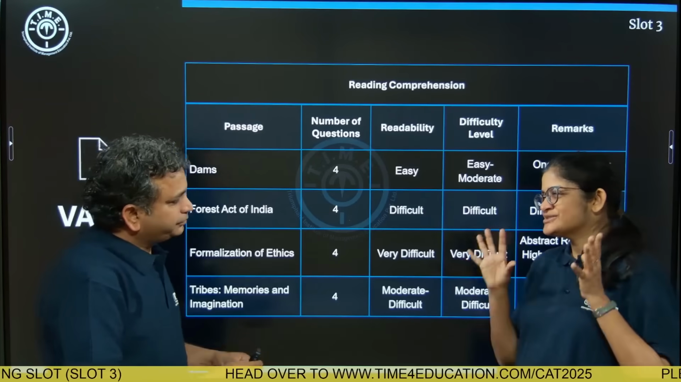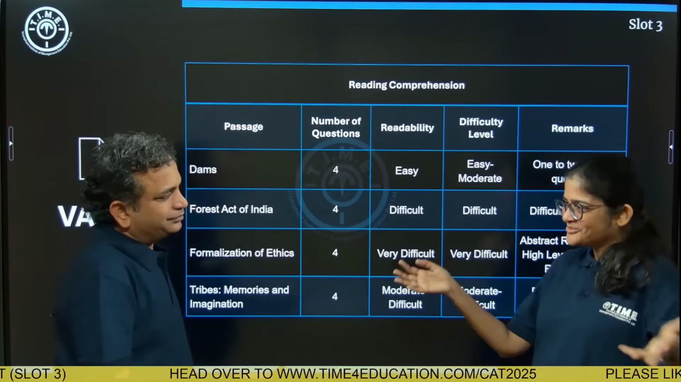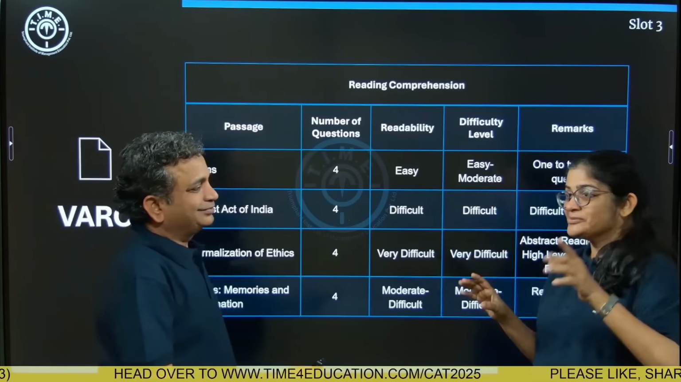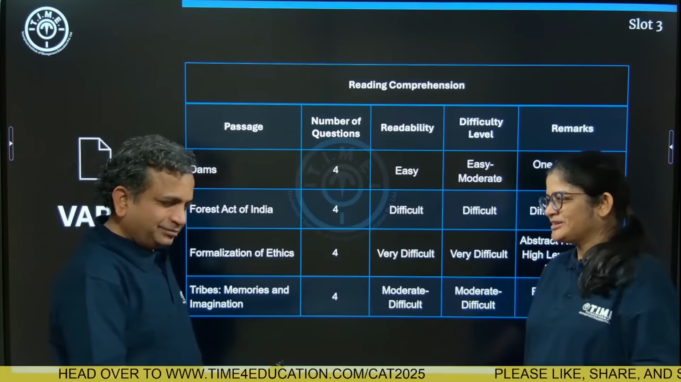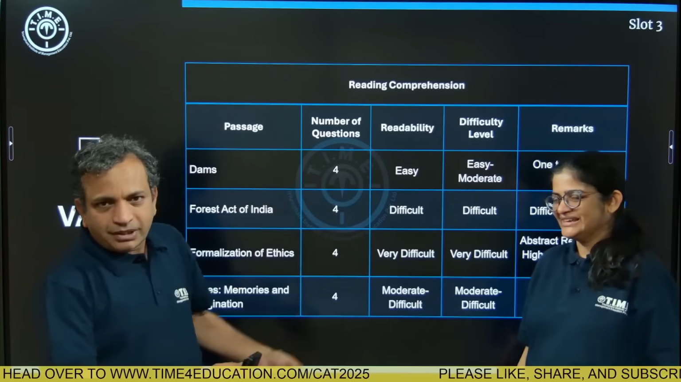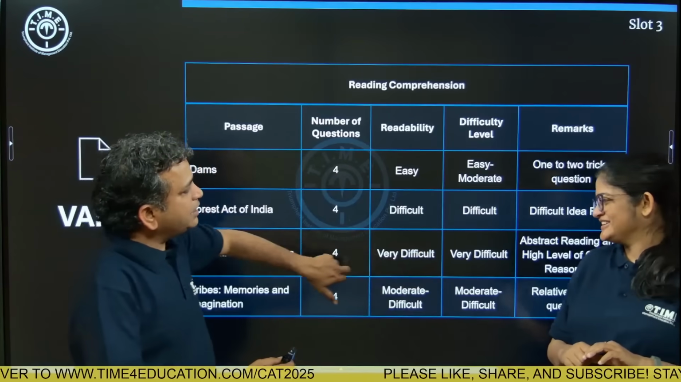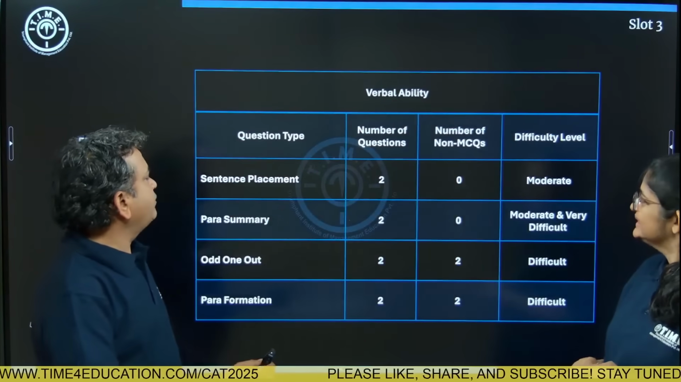Of course, in RC there is always a lot of subjectivity. So even among students, I could hear people say, no, that was easier. That could be there. Yeah, because that will depend on the individual comfort level with the topic or concept. All right. So let's now move on and see what we have in VA.